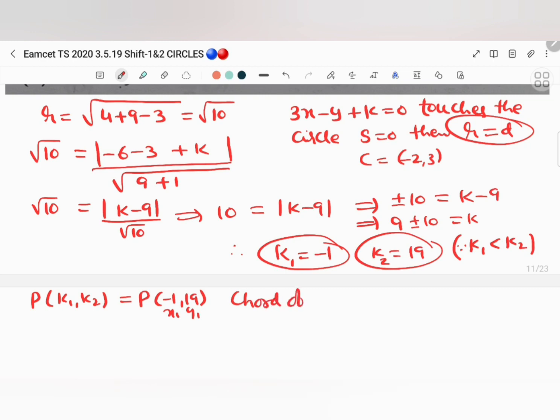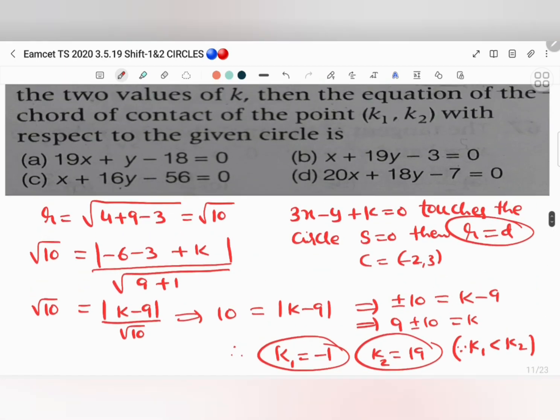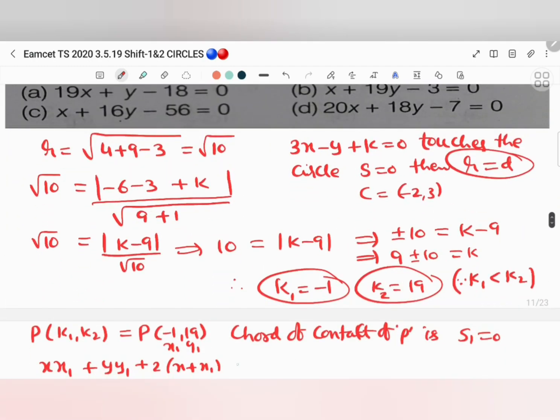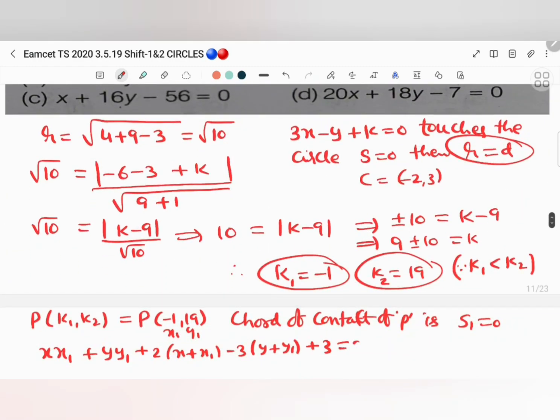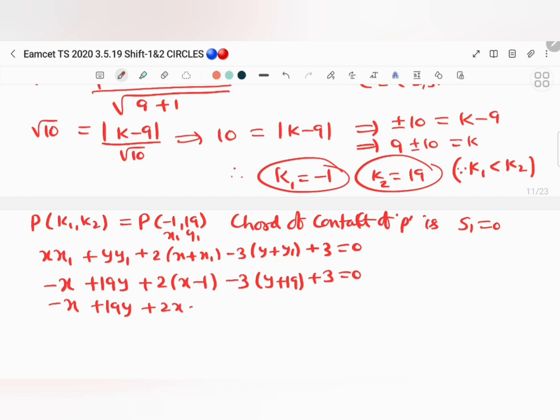So the chord of contact of P is S1 equal to 0, no? So according to the given circle, the chord of contact formula is x x1 plus y y1. So 4x is there, means 2 into x plus x1. Next, minus 6y is there, so minus 3 into y plus y1, plus 3 equal to 0. So in place of x1, y1, substitute minus 1, 19: minus x plus 19y plus 2 into x minus 1, minus 3 into y plus 19, plus 3 equal to 0. So minus x plus 19y plus 2x minus 2 minus 3y minus 57 plus 3 equal to 0.